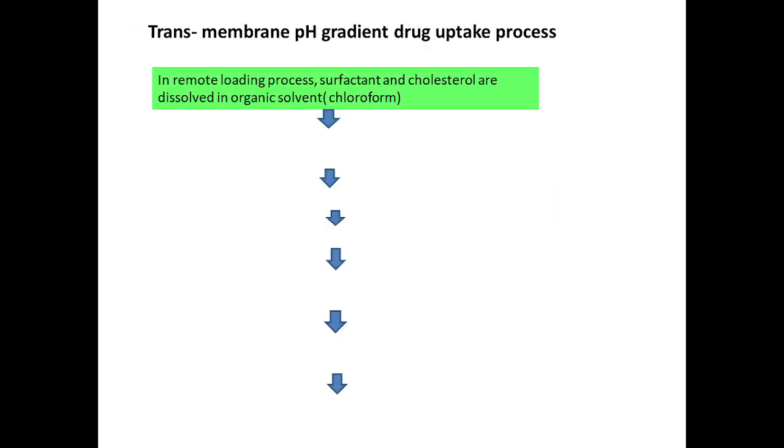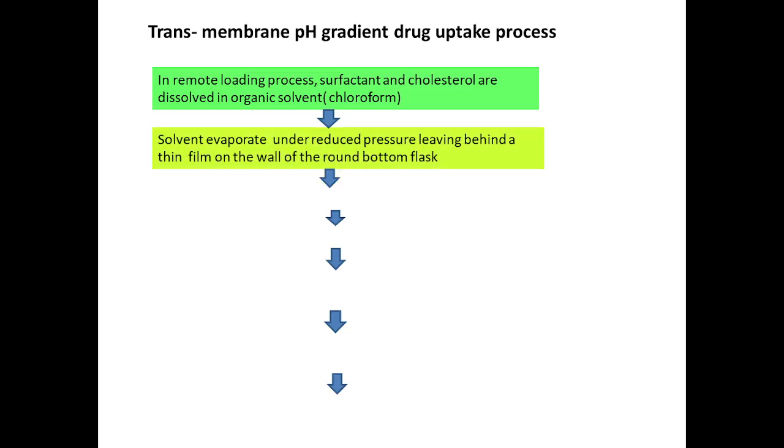Now transmembrane pH gradient drug uptake process. In the remote loading process, surfactant and cholesterol are dissolved in organic solvent. So in the first step, surfactant and cholesterol are taken and dissolved in organic solvent like chloroform. After that, solvent is evaporated under reduced pressure, leaving behind a film on the wall of a round bottom flask.